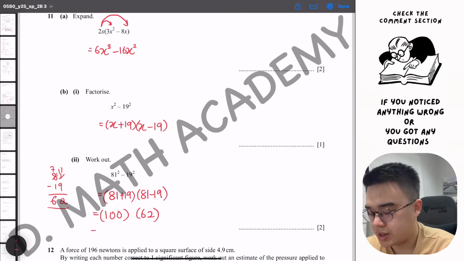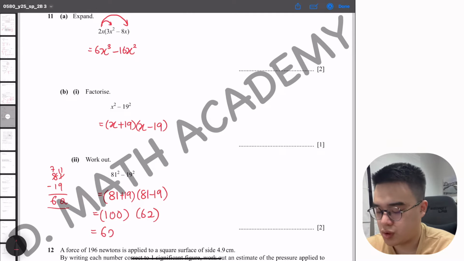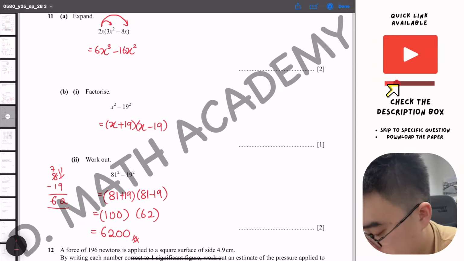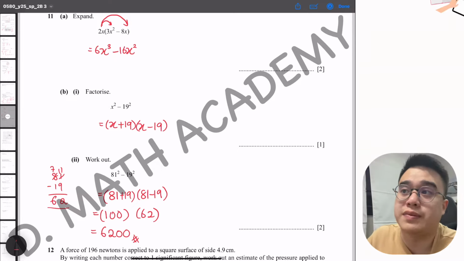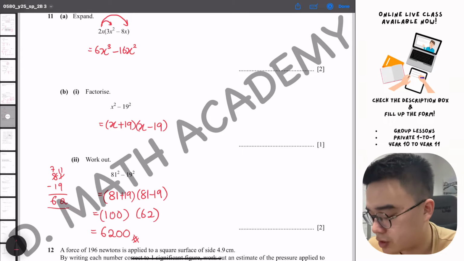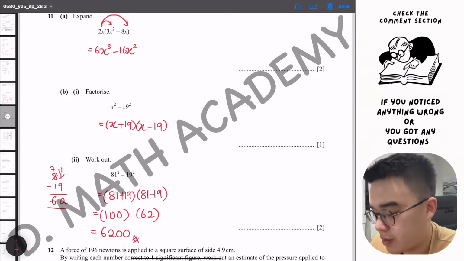So this is 6,200 as your final answer. I didn't show you the full details of the multiplication because there were just two zeros there. Just multiply with 62, you will get 6,200. Pretty straightforward.